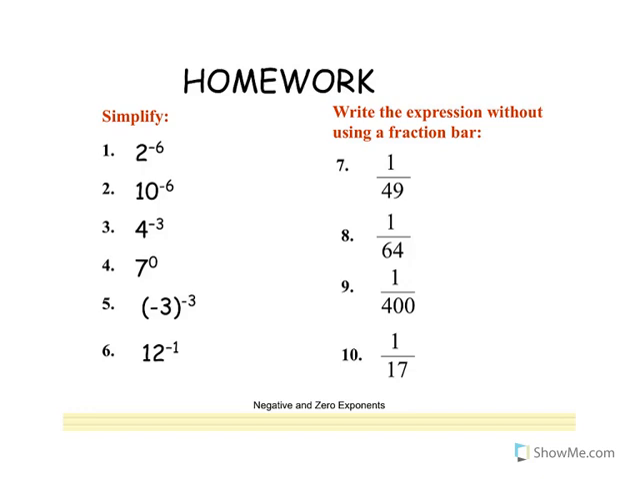All right, guys, there's your homework. The first 6 are what we did the majority of the lesson, evaluating those negative powers. 7, 8, 9, and 10 is what we just did a minute ago. Rewrite those expressions without using a fraction bar. The more you can do, the better. So for 7, 9, and 10, there's only really one other way you can do it. For 8, there's actually a bunch of ways you can do it. There's 3 good ways, plus that kind of cheap way with the negative 1st power.